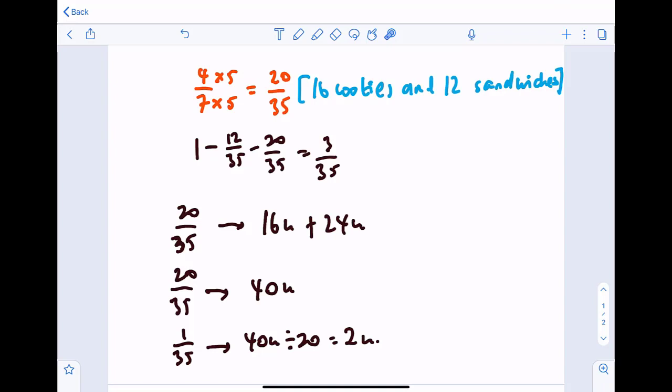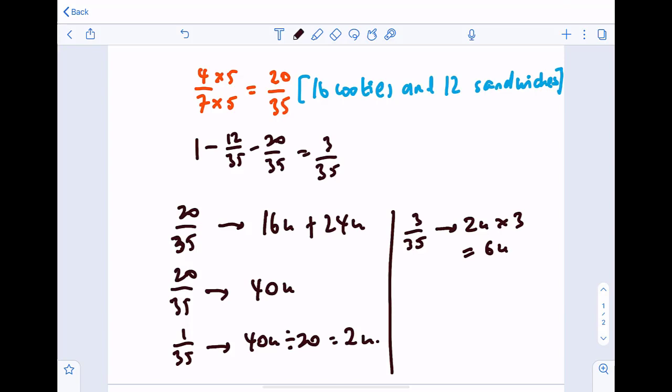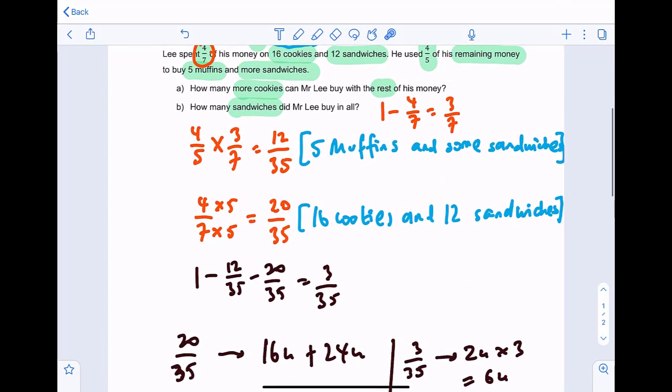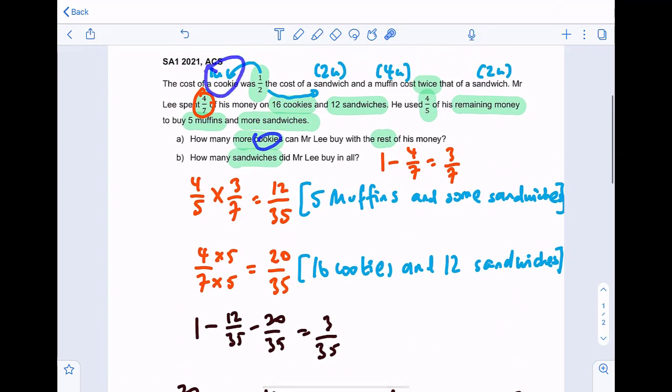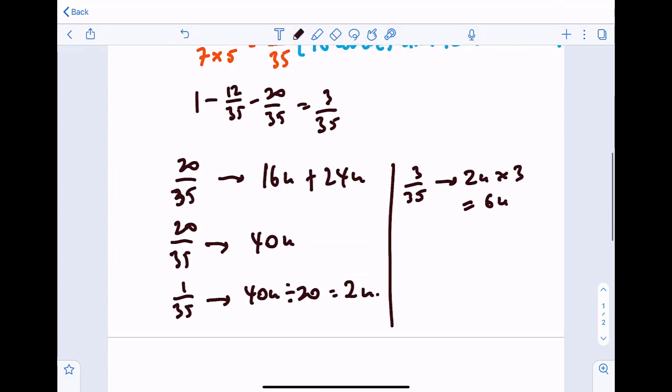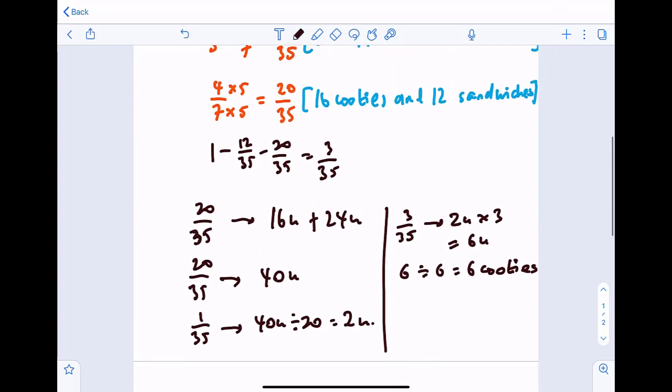So if he is left with 3/35, 3/35 will be 2 units times 3, that will be 6 units of items. And remember friends, the question is about cookies. 1 cookie is 1 unit, of course. So 6 units divided by 1 will be 6 cookies that this person can buy with the rest of his money. Okay, answer is 6 cookies. Now, that is the answer for part A.